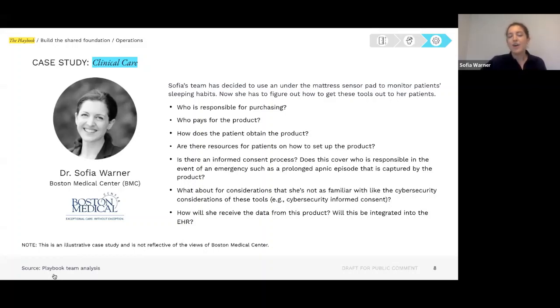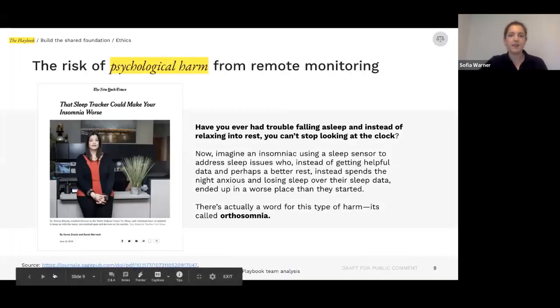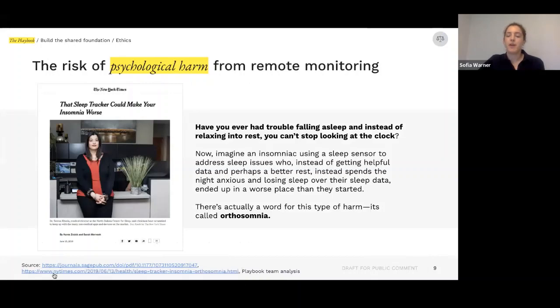And then also, how am I going to end up seeing the data from this tool and this remote monitoring? Is this something that can be integrated into the electronic health record? Is this something that the patient is going to show me on an app on their phone? Is it going to be raw data? Is it going to be aggregated? And how facile am I at interpreting that data and making a clinical decision based on it? So we can go to the next slide. And so I think there are a lot of potential upsides for doing this type of monitoring.